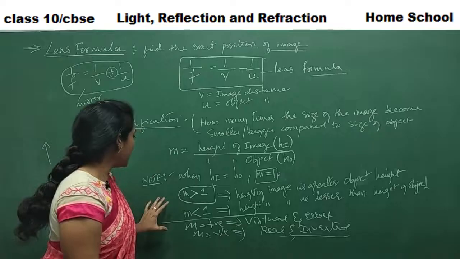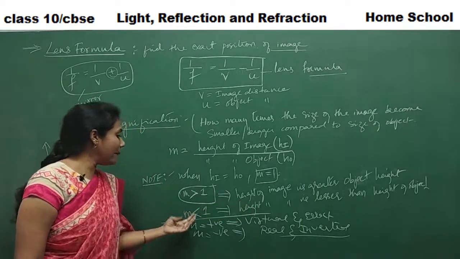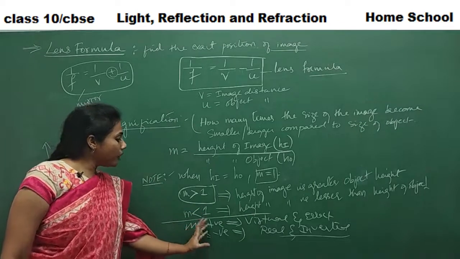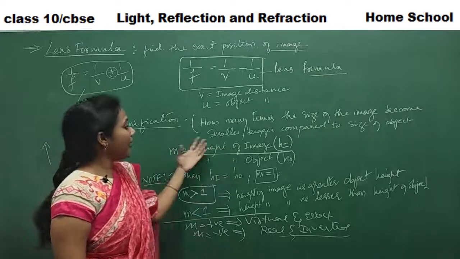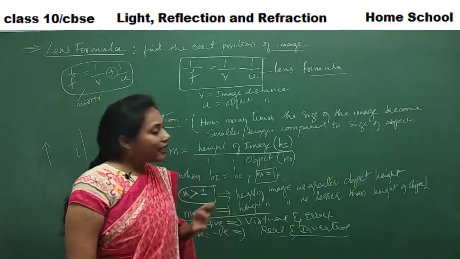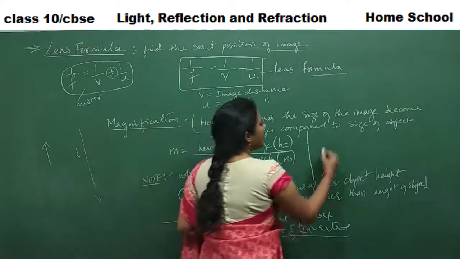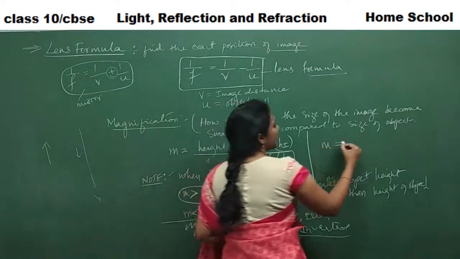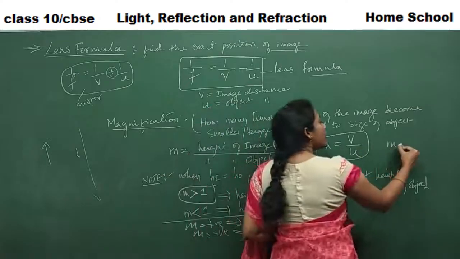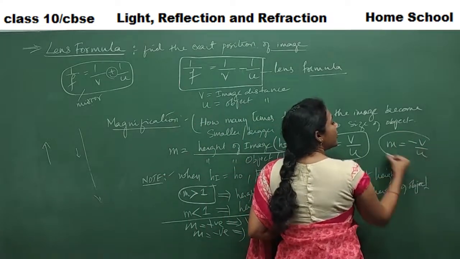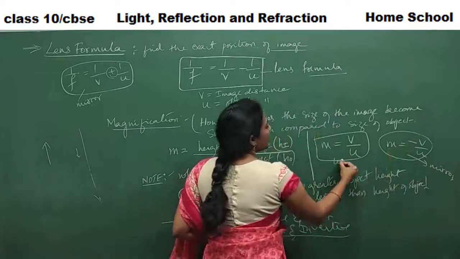So try to remember what is the meaning when m is greater than 1, when m is lesser than 1, what is the meaning for a positive value of m and a negative value of m, and how to find m. m is equal to hi divided by h naught, height of the image divided by height of the object. And you have another formula for calculating m, that is m is equal to v by u. Do you remember in case of mirrors we used m is equal to minus v by u? That is for mirrors, and this formula is for lenses.